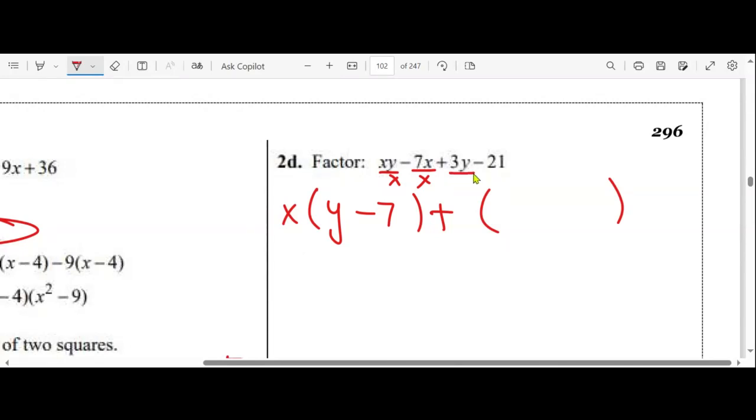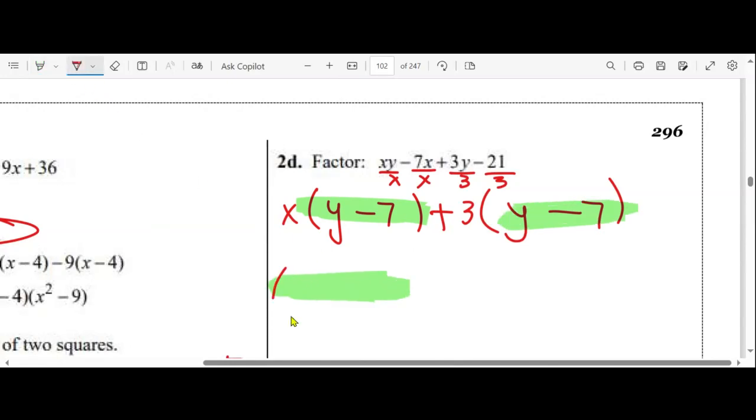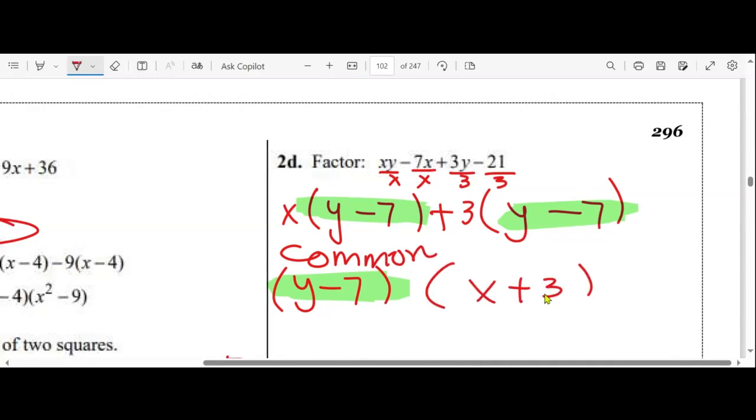What's common here? 3. Divide by 3. What do you get? Do we have the same bracket? Yes. So what should we do with the bracket? No, not square it. It's common. Take it as a common. What's left? X plus 3. Easy as easy?